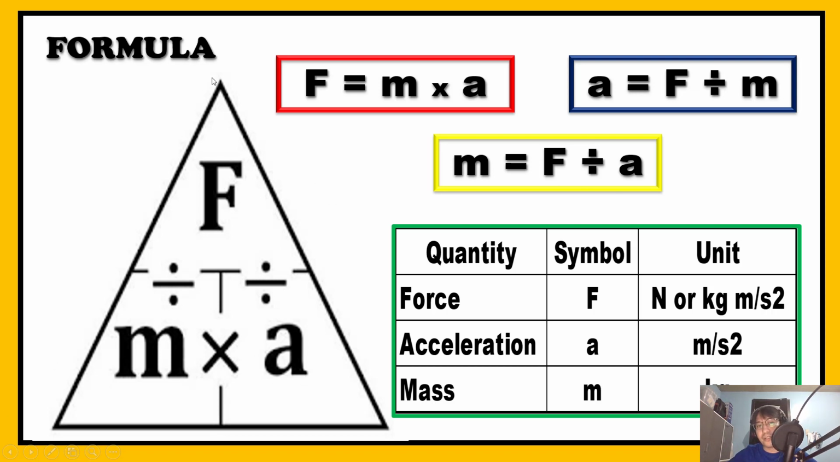So this symbol is very reliable when it comes to the formula. You just need to use this one. You don't have to memorize these three formulas, but you just have to have this symbol: F is on the top, and then divided by the product of mass and acceleration.